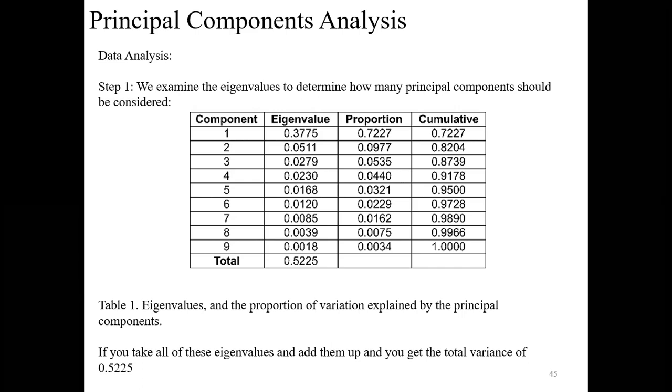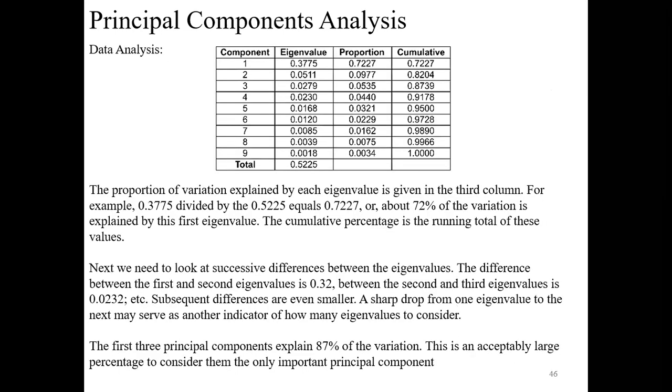The question will come up, which of these are actually important? And I just did all that talking and it's all in the slide, except to say that the first three principal components in this explain 87% of the variation. And that's a large percentage.